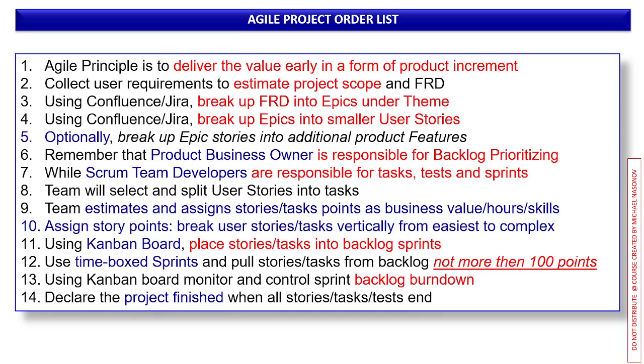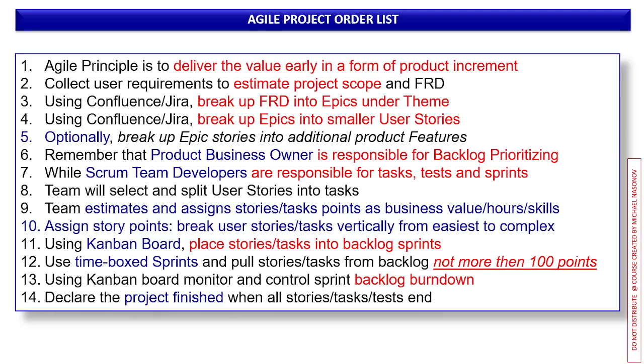I will show you how it is pretty easily done. Then I will show you how to create time box sprints in JIRA and we physically pull story tasks into backlog. However, please remember there is such a rule in Scrum methodology, not more than 100 points. Once again, I will be touching the topic about points.